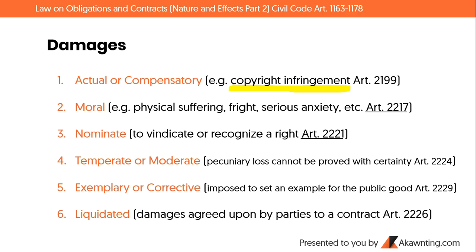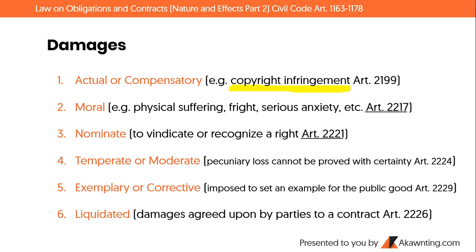So, number 1, for actual or compensatory damages. So, kung natandaan nyo, ito lang ang tanging type ng damages wherein kailangan ng tinatawag nating proof of pecuniary loss. So, in this case kasi, for example, sa mga copyright infringement cases, usually, para mag-grant ang korte ng actual or compensatory damages dun sa plaintiff is usually kailangan nila ng tinatawag nating proof of pecuniary loss.